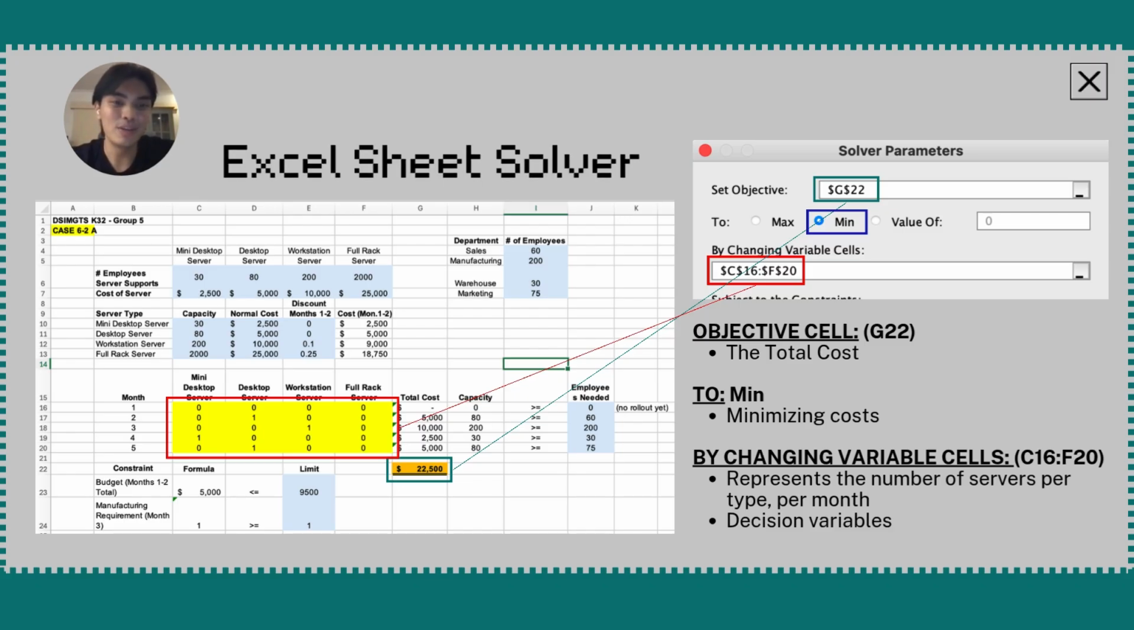Now, to solve the problem, we used Excel Solver to minimize the total cost across the months. First, we selected the objective cell. This is the total of all monthly costs, and then set it to min. Then we set the changing cells to the yellow boxes that represent the number of servers per type per month. These are our decision variables.